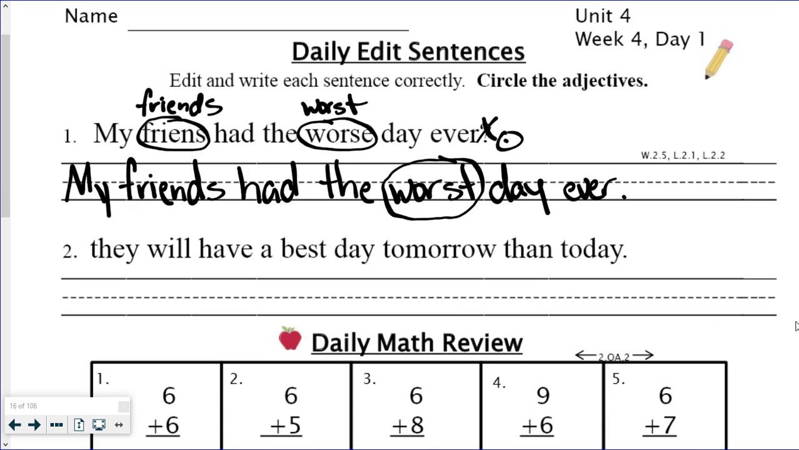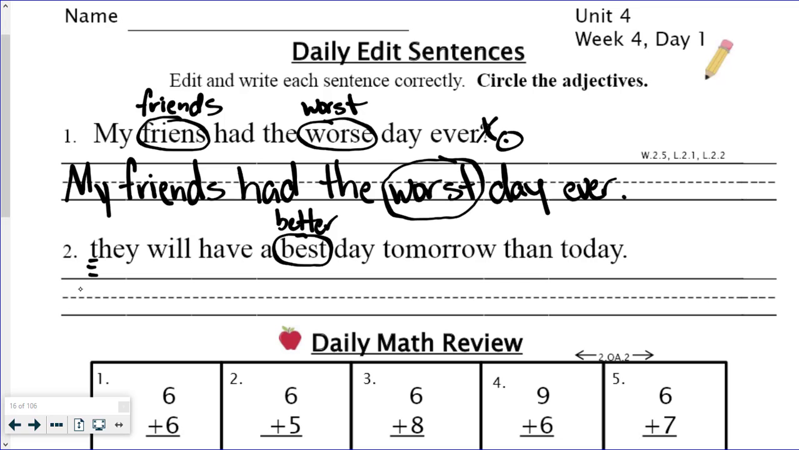They will have a best day tomorrow than today. Right? So let's see. First thing I'm noticing is we need a capital. They will have a best day. We wouldn't say best day, right? If we're comparing 2 days, right, we would say better day. So B-E-T-T-E-R. They will have a better day tomorrow than today.